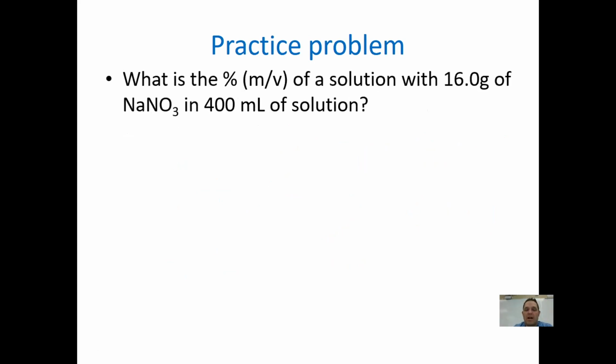Now, here's our combo one. This says, what is the percent by mass over volume? So just like what it says, mass over volume. And the big key here, we have to remember when we do this, this is grams over milliliters. So this one looks pretty straightforward. We have our mass, which is 16 grams, divided by our volume of the solution. And this one's already in milliliters, so that one's good for us.